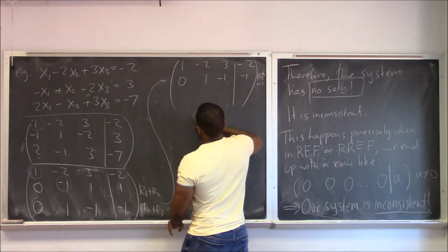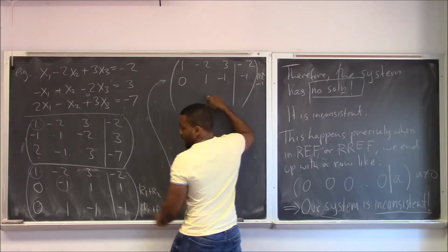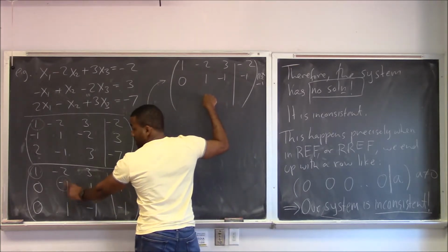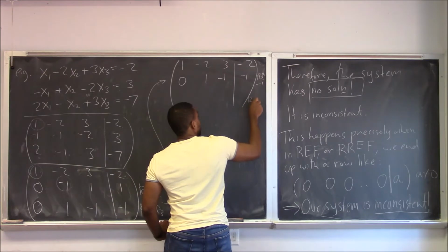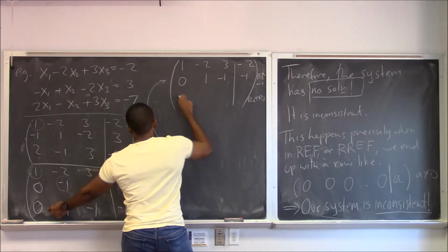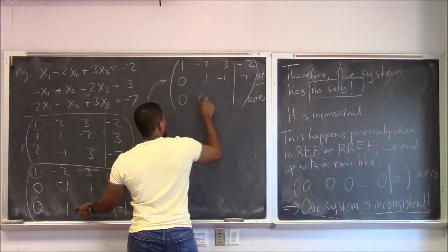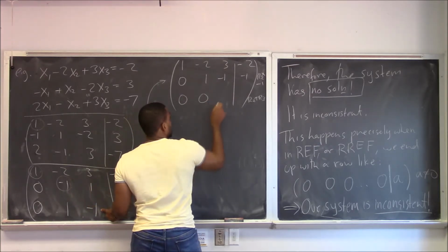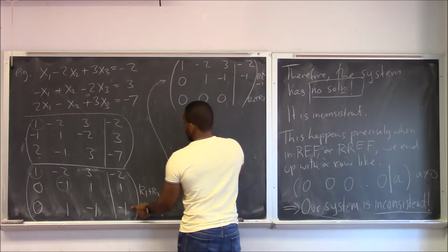So that's my pivot. I immediately want to get a 0 below him. I can obtain a 0 below that by just adding these two. So I'm going to take row 2 plus row 3. 0 plus 0 is 0. Minus 1 plus 1 is 0. 1 plus minus 1 is 0. 1 plus minus 1 is 0.